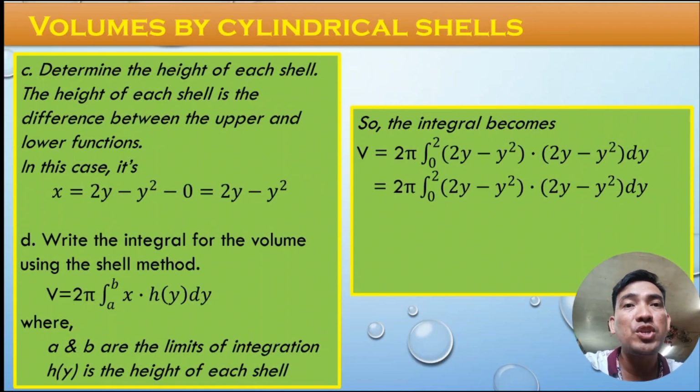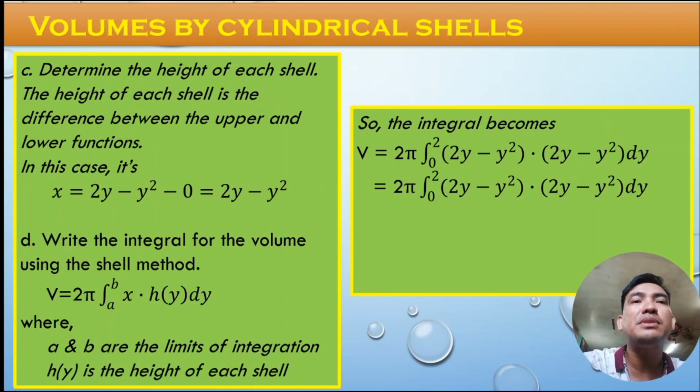Alright, so the next step is we're going to write the integral for the volume using the shell method. So here is our shell method. Volume is equal to 2 pi, the integral from a to b, x times h of y dy, wherein a and b are the limits of integration, and h of y is the height of each shell.